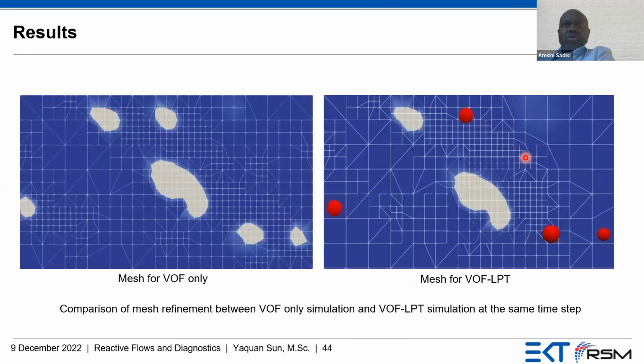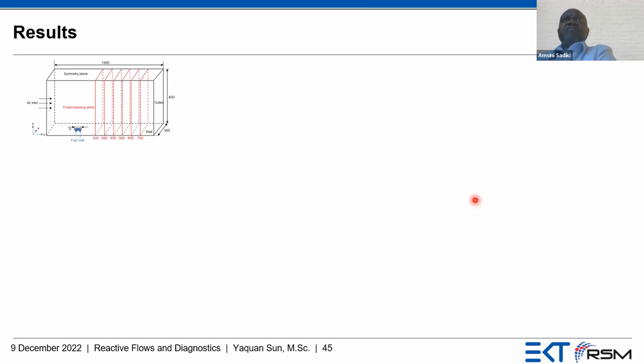And here, to show what we have once the mesh is adapted: this mesh is very fine everywhere we have the volume of fluid, and it becomes coarse where we have particles, and remains very fine where we have volume of fluid.